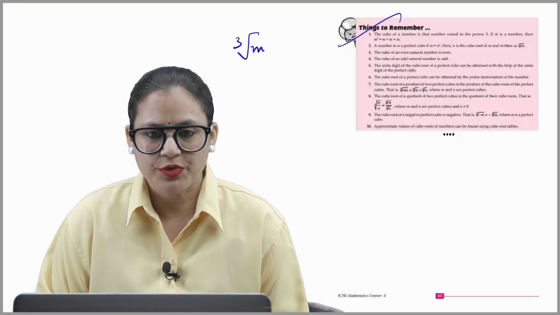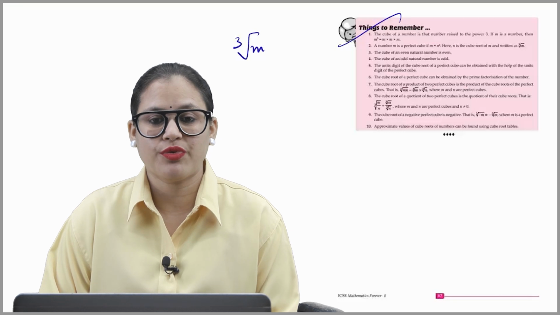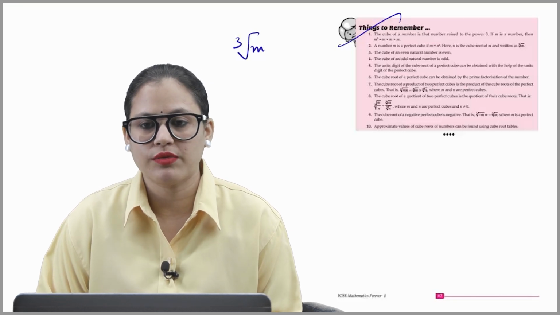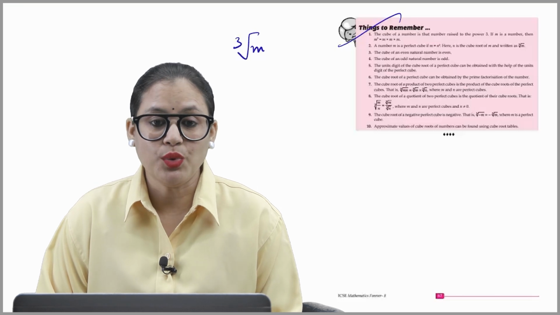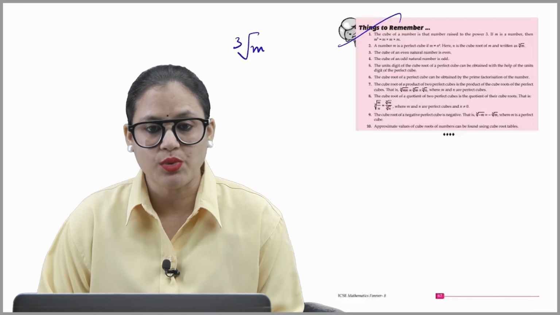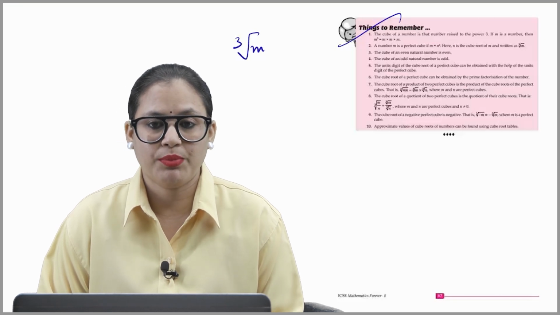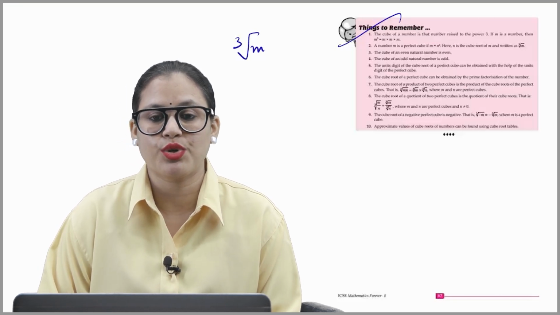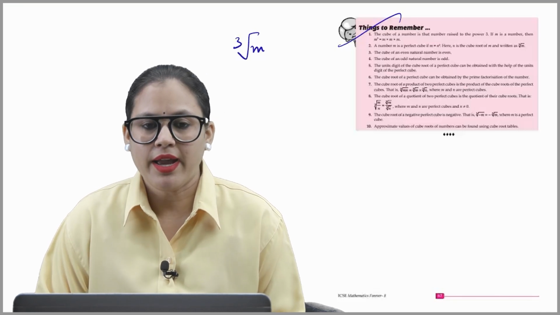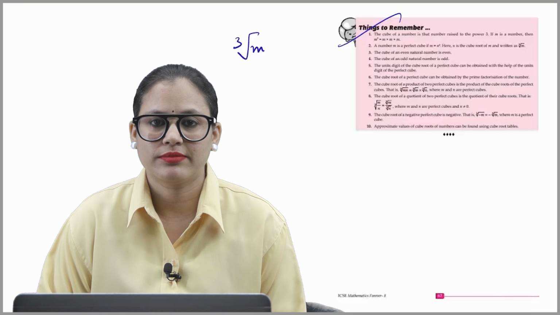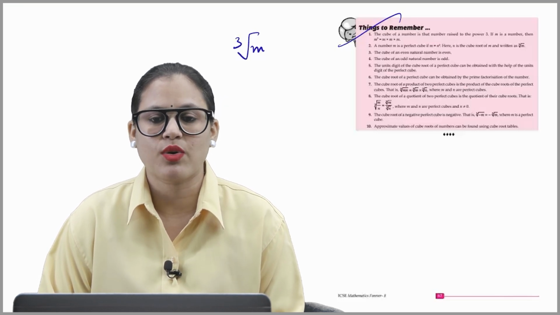6. The cube root of a perfect cube can be obtained by the prime factorization of the number. 7. The cube root of a product of two perfect cubes is the product of the cube roots of the perfect cubes, that is, the cube root of mn is equal to the cube root of m into the cube root of n, where m and n are perfect cubes. 8. The cube root of a quotient of two perfect cubes is the quotient of their cube roots, that is, the cube root of m by n is equal to the cube root of m upon the cube root of n, where m and n are perfect cubes and n is not equal to 0.